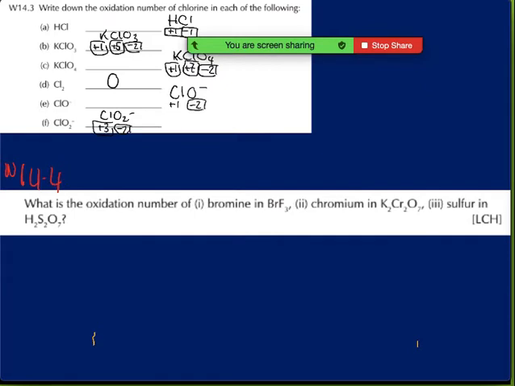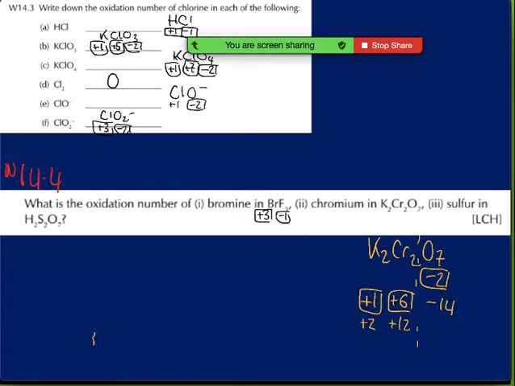Yeah. Okay, so for the BrF3, fluorine will be the -1 because most electronegative. I have 3 of them -3. Bromine is then +3. In the dichromate, oxygen is -2. There are 7 of them -14. Makes the other side +14. Potassium is +1 each. So 2 of them +2, which makes the 2 chromium worth +12, each chromium worth +6.